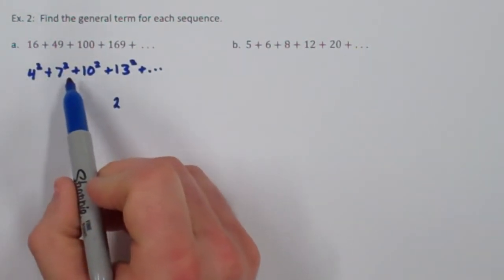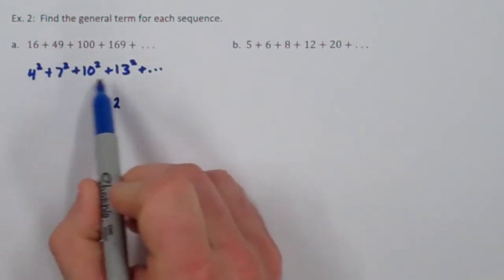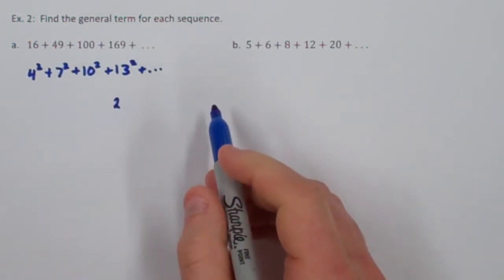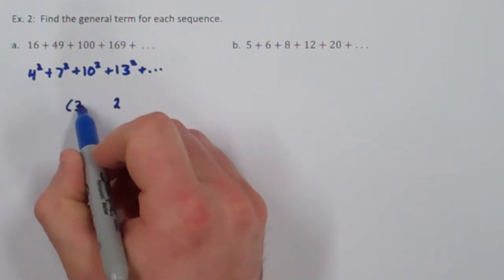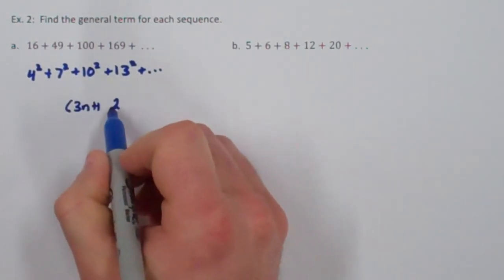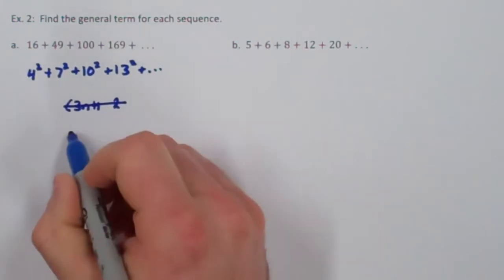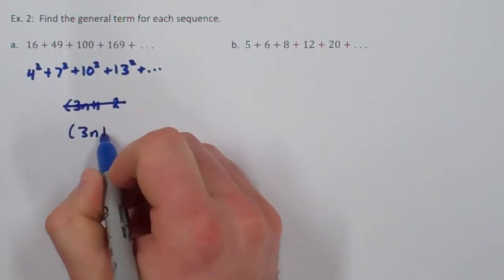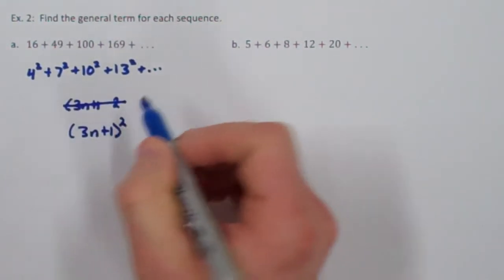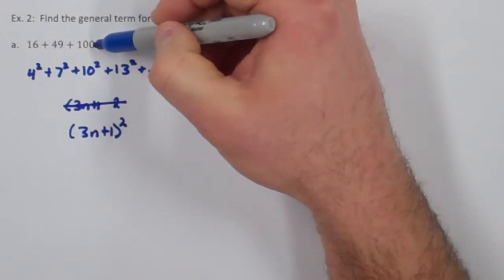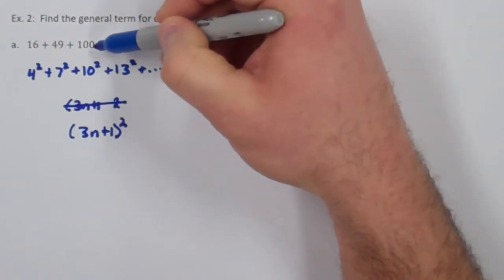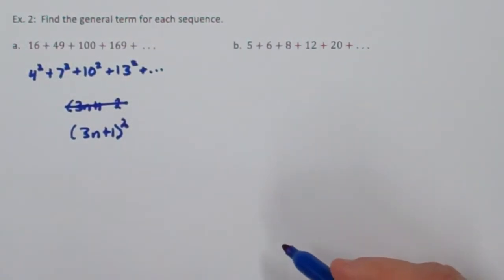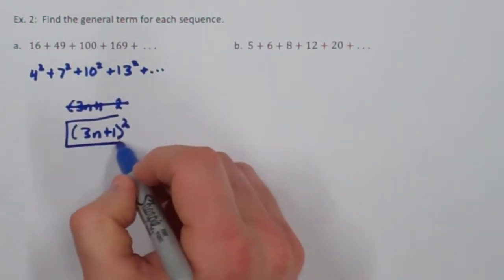And then 4, 7, 10, and 13, if we look just at those, that's an arithmetic sequence. And so we could rewrite this as 3n plus 1. Let me rewrite this a little bit better for you. So this is (3n plus 1) squared. If we pick the third term, 3 times 3 is 9 plus 1 is 10, and 10 squared is definitely 100. So this does work for the general term.